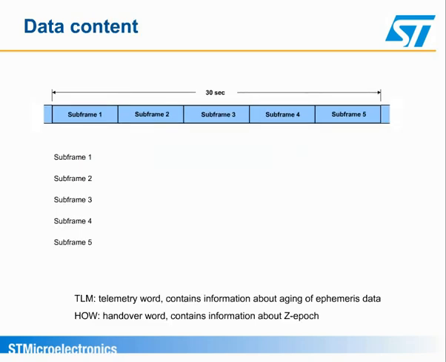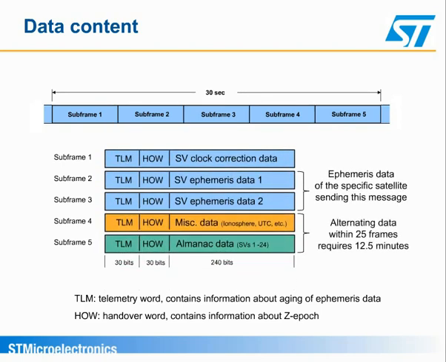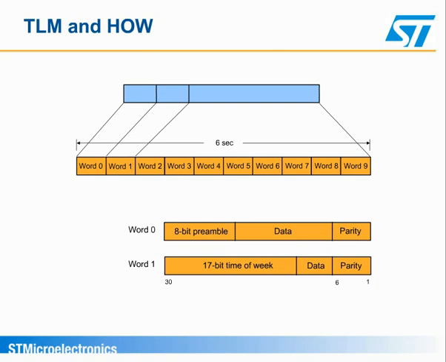The subframes contain different types of data. Subframes 1, 2, and 3 always contain the same data, while subframes 4 and 5 contain different data during the repetition of 25 sequential frames. This allows more data to be transmitted on these 2 subframes, but it takes much longer, 12.5 minutes to be precise. The 10 words within a subframe contain specific data, whereas word 0 is always the TLM, which contains specific data, and word 1, called HOW, contains the time of the week.